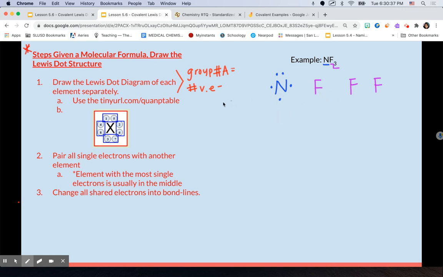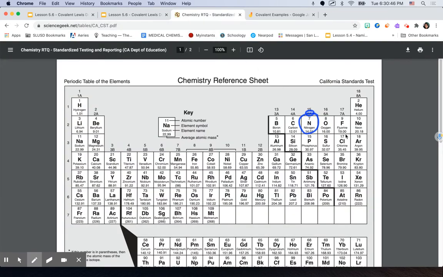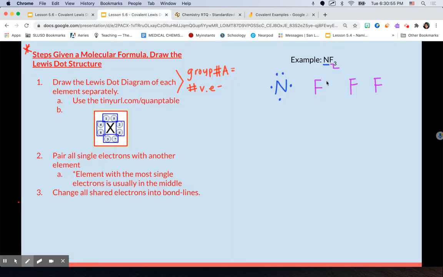So for F, I'm going to do the same thing and figure out how many valence electrons or dots I need to draw for F. So checking my periodic table, F for fluorine is here. It is in group 7A, so it will have 7 valence electrons. So following the same order, first one on top, second one on the right, third one on the bottom, fourth, fifth, sixth, seventh.